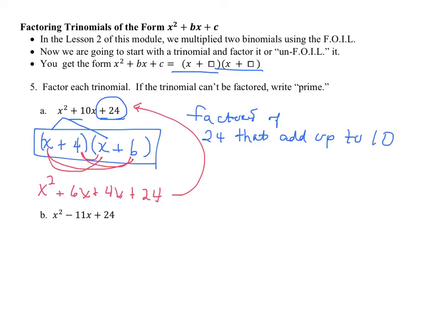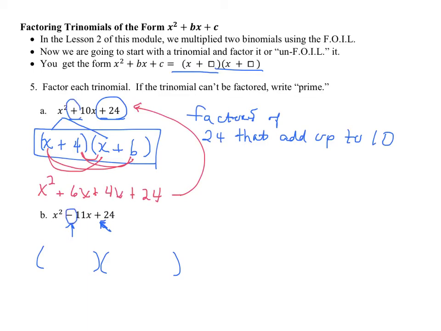Okay, now let's do the next one. This one's a little bit more challenging because there's a negative 11 here, but also positive 24. So let's take a look at this. If I have a positive at the end here, both of my signs in my binomial will be the same. And what signs will they be?